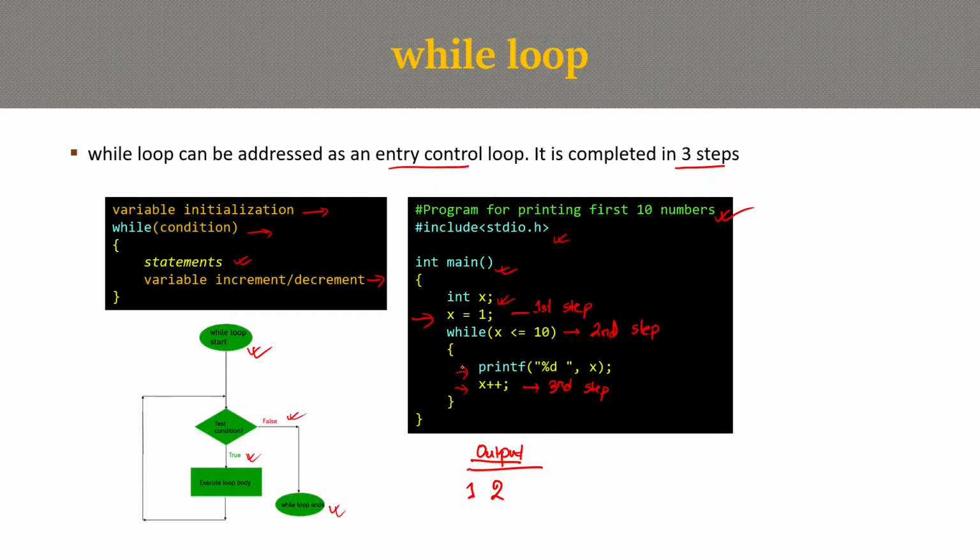So it will go back to its statement and it will execute the next statement, which is printf. Now here we are printing the value of x, and the current value that x holds is 3. And again it will increment the value of x. So in this manner it will print up to 10. So this is how you implement a while loop.